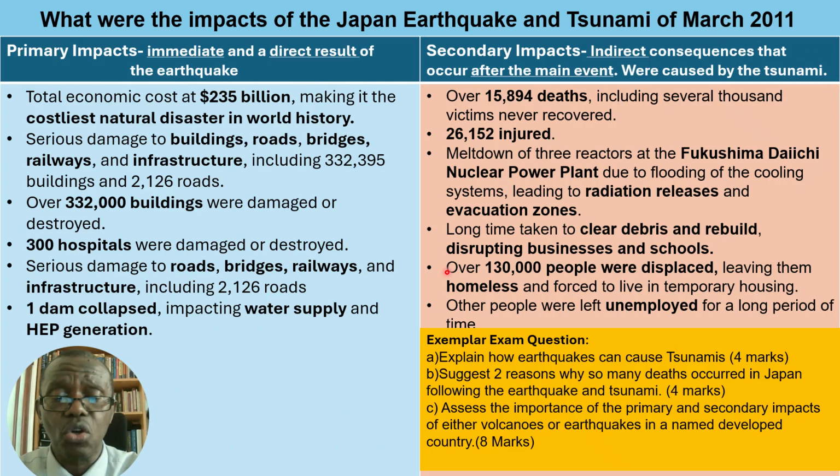Okay, so on to the exemplar exam questions here. So we have 3 questions. The first one is an explain 4-mark question. So explain how earthquakes can cause tsunamis. So if you go back to the slide on the megathrust caused by the earthquake, the displacement of the water, then you'd be able to answer that 4-mark question. Now, because it's 4 marks, then you need to write 4 developments. So an initial explanation or reason, and then 3 developments after that.